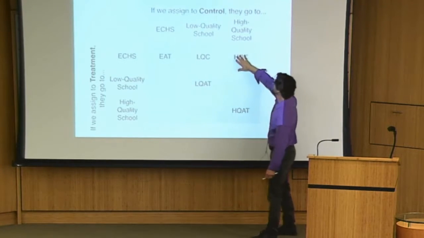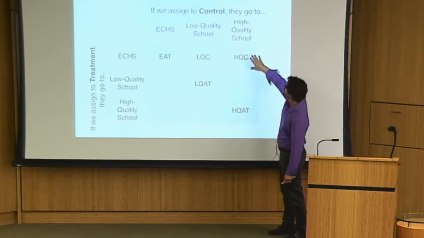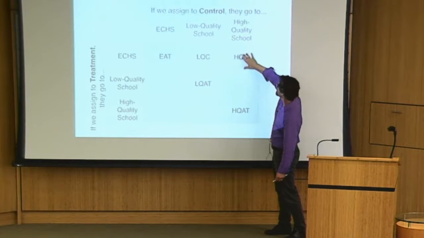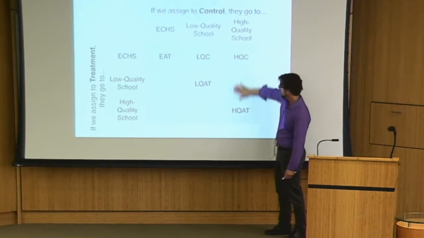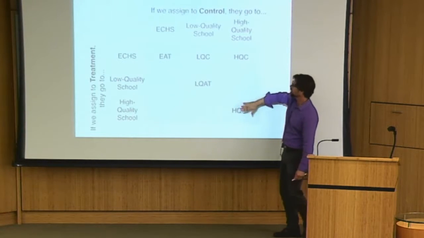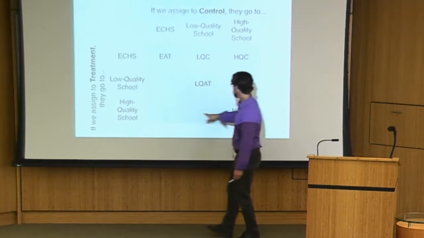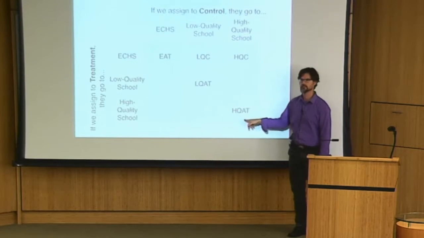For the control side, if we look at this, let's look at the high quality. If they're assigned to control, then these folks are going to go to a high quality school, and then the high quality always takers are going to go to a high quality school. But then from the treatment side, the only people going to a high quality school are going to be these always takers.